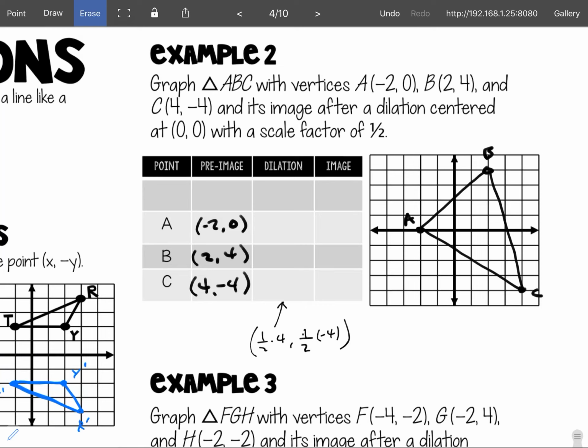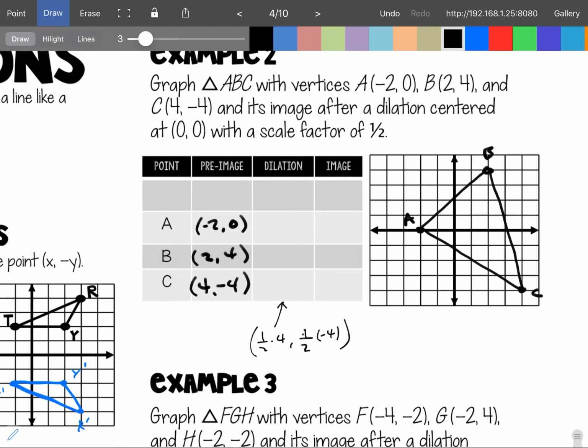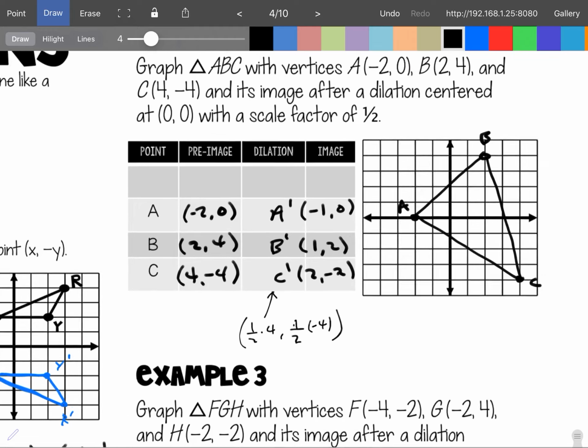So that means our image is going to be, let's see, what do we got? So we got to divide every coordinate by 2. So A prime, that's going to be at -1, 0. B prime, that's going to be at 1, 2. And C prime, that's going to be at 2, negative 2. All right, so now we're just going to plot those and we'll be done.